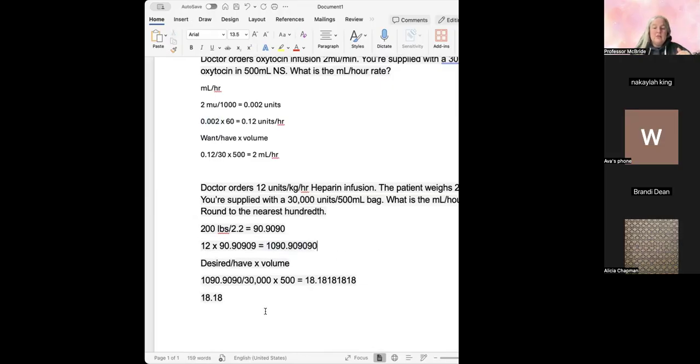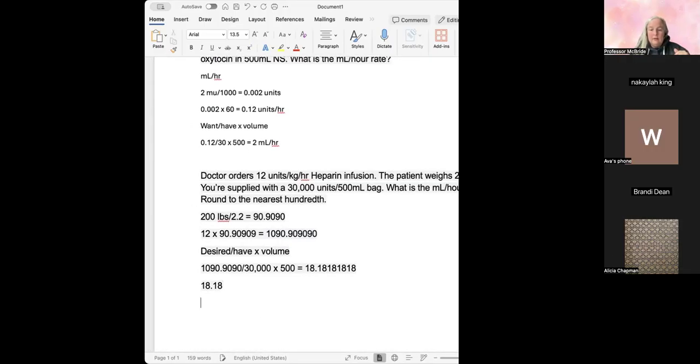And if you do this, let me show you what happens if we rounded early. So if the patient's 200 divided by 2.2, oh, come on. And we got 90.909090, and so we just said 90.9, let's say, right? And then we finish solving it that way. Then 12 times 90.9 is 1090.8. And then that is going to be our dose, right? Divided by 30,000 times 500.